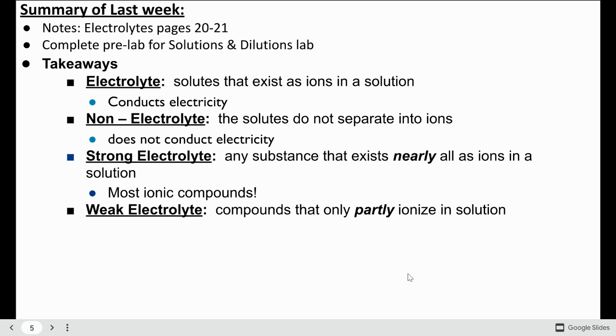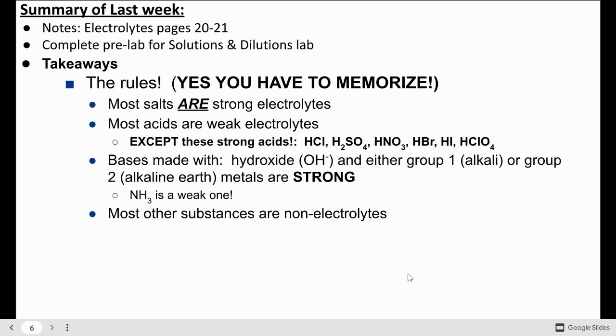A strong electrolyte is any substance that exists nearly all as ions in solution. This would be most ionic compounds. Weak electrolytes are compounds that only partially ionize in solution. There's a set of rules that you need to remember. These are on page 22 in your packet. It's typed up 4 times, so you can cut out one of those slips of paper for easy access until you memorize it all.